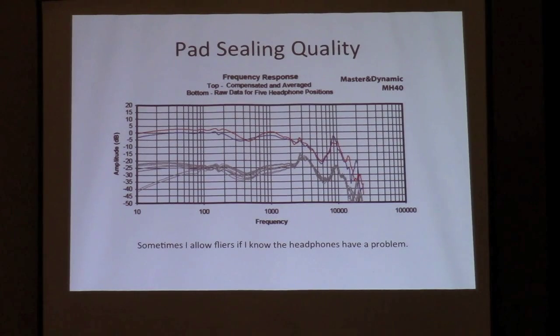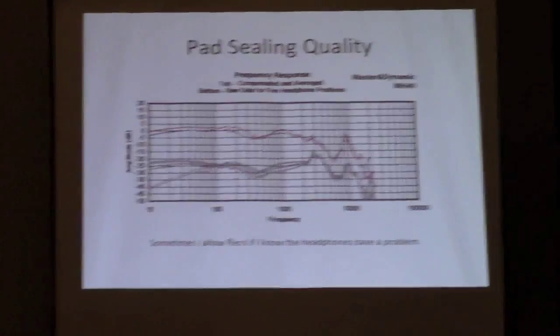Pad sealing quality: when a pad seals, it will be able to get better bass and better pressurization in between the driver and your ear. And this headphone, you could see that it was having a hard time sealing as I moved it around. It would move up and down, and a lot of the frequency response was moving up and down. This is an odd one. It does have more than I've experienced most headphones. This is a Master and Dynamic MH40, and it's got a really powerful seal on it. You can tell when it's not sealed even when you're wearing it, and that's kind of unusual.